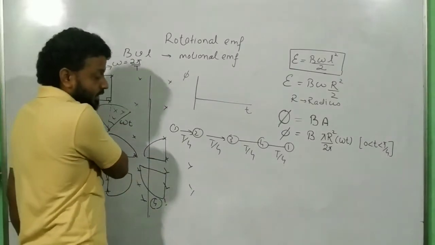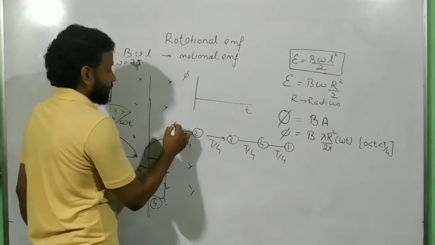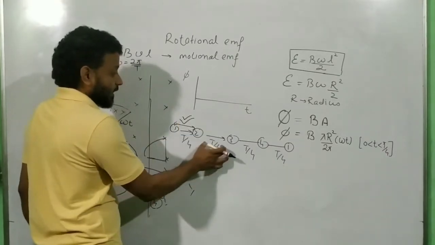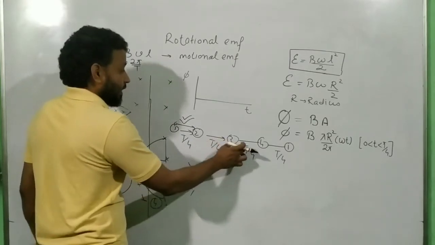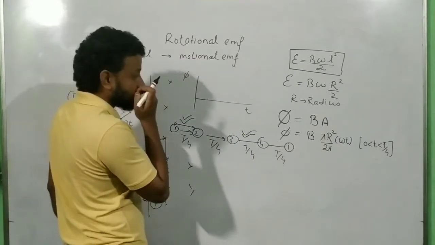And when is the flux changing? Flux is changing only during two intervals of time. From position 1 to 2, flux is changing. This is inside the field, no change. Now it is coming out, so flux is changing. Correct? So if I have to plot, how will it look like?